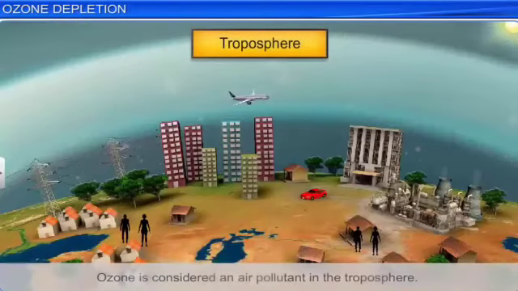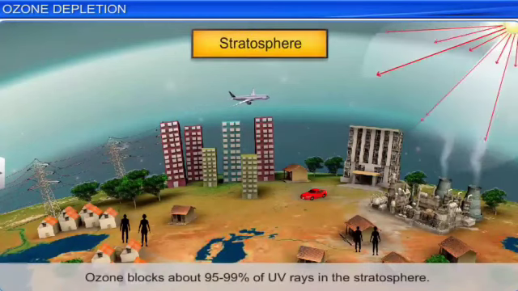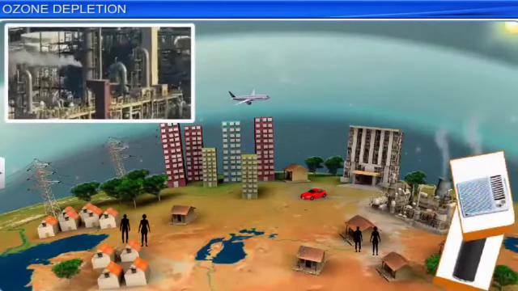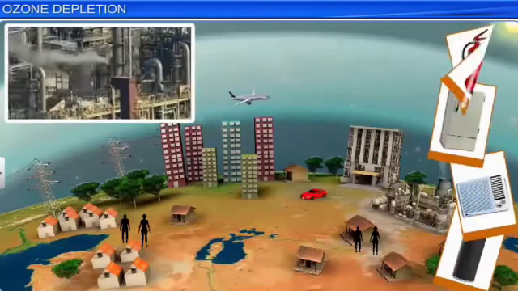In the troposphere, ozone is considered an air pollutant as it harms plants and animals, and it is thus known as bad ozone. While in the stratosphere, ozone acts as a protective covering and blocks about 95 to 99% of harmful ultraviolet rays from entering the Earth. Here it is referred to as good ozone. Unfortunately, various human activities have resulted in depletion of the protective ozone layer.